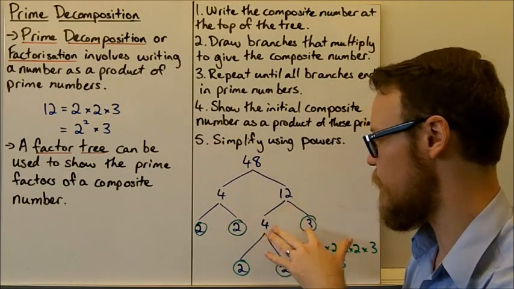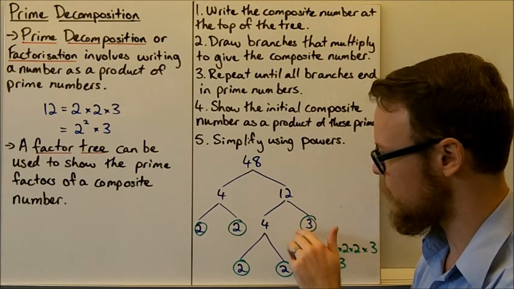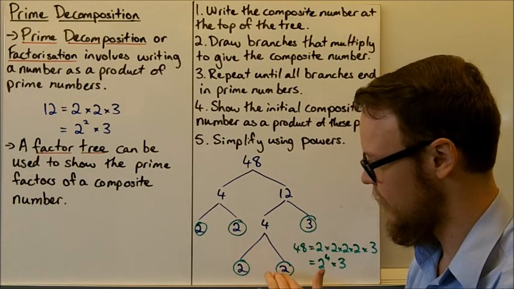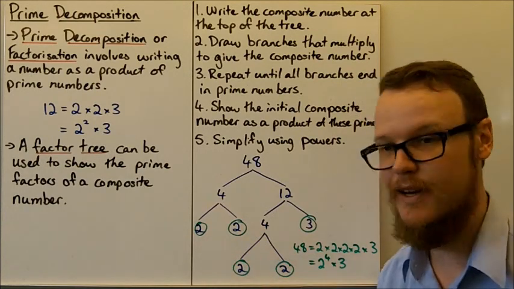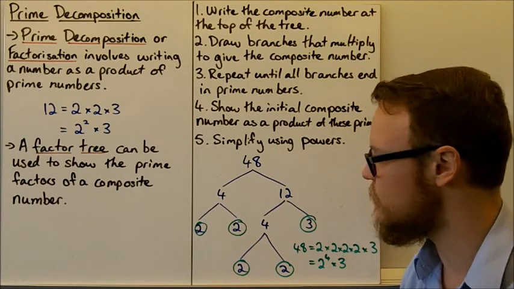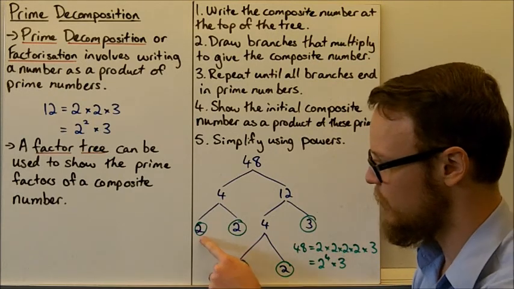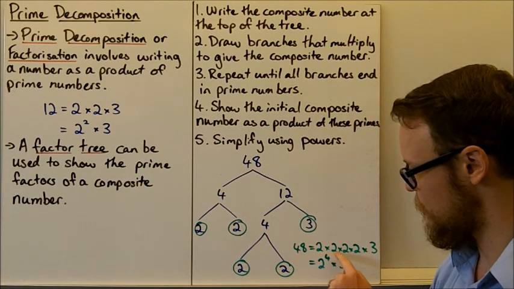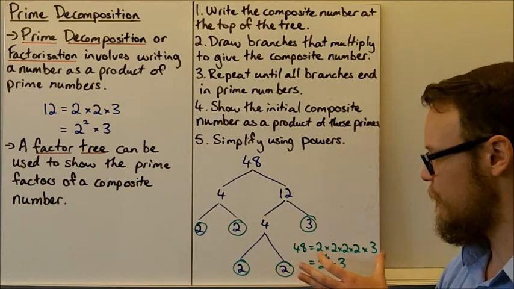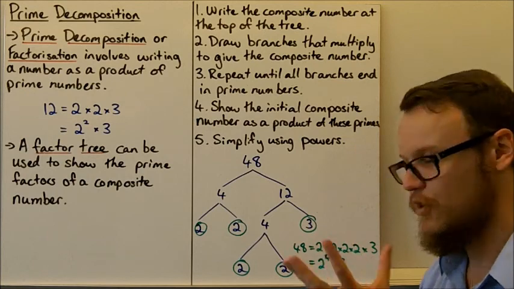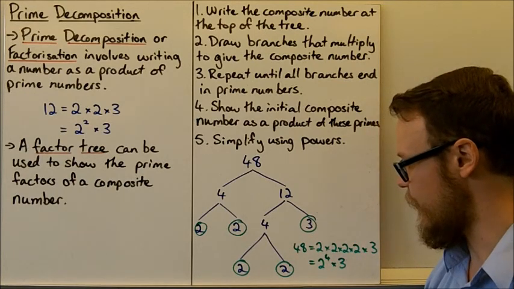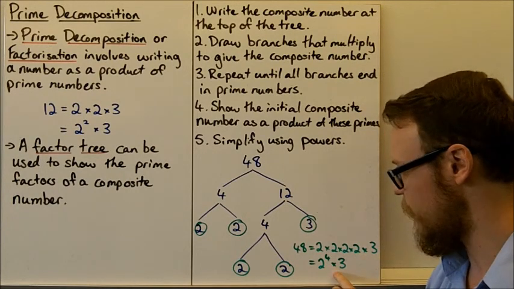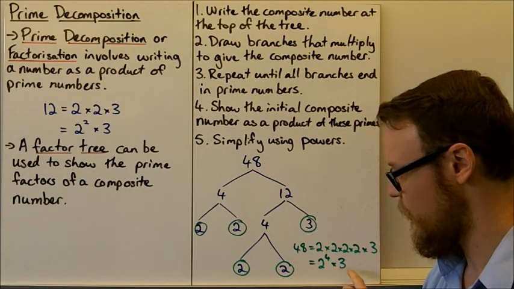12, once again, we've seen that 12 can branch into 4 and 3. So 3 is a prime, I can circle that and don't need to worry about branching that one anymore. And 4 we know is 2 times 2, so I've branched that down again and circled the 2s. You can see we've completed now. We can't go any further because we don't have any more composite numbers that need more branches. So here we've got four 2s and one 3. So 48 is equal to 2 times 2 times 2 times 2 times 3. A very long number sentence indeed. So let's compact it and simplify it using our power notation. 2 we've multiplied 4 times, that's the same as 2 to the power of 4, and we've multiplied by 3. So 48 is equal to 2 to the power of 4 times 3.